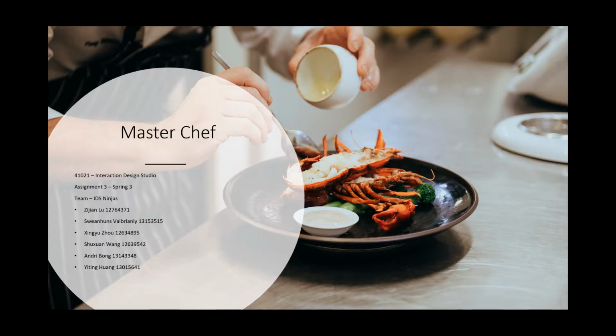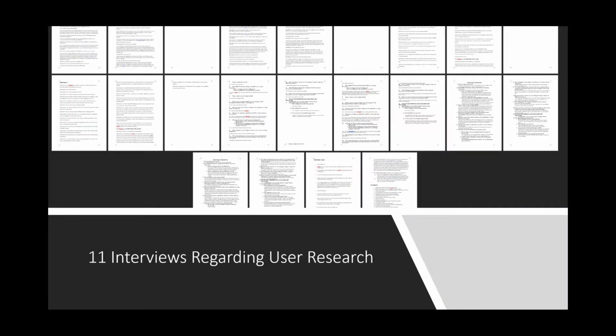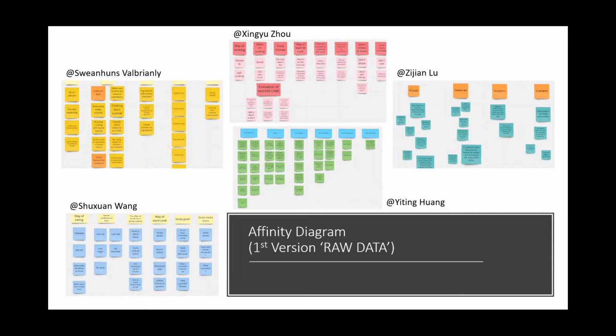Today I'm going to introduce the assignment 3 sprint 3 of the Master Chef to you guys. First, we did our 11 interviews regarding the user research. And then we discussed it, we summarized it into the affinity diagram for each of those members. And then we grouped it individually.